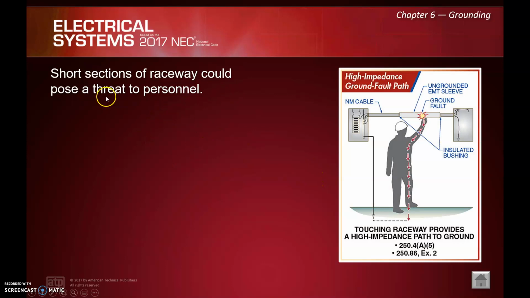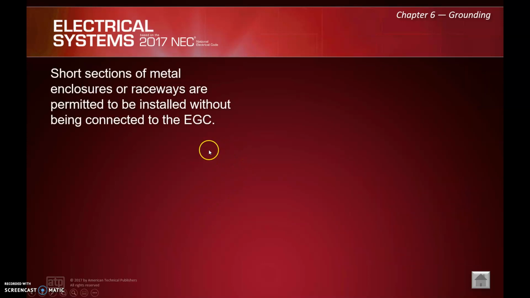Short sections of raceway could pose a threat to personnel. That's what he's talking about. Again, we have NM cable, short section of raceway. They are permitted to be installed without being grounded. However, that doesn't mean they're free from danger by any means. So it should be something that you definitely take in mind if that's somewhere that's actually possible for somebody to be in contact with it. We may need to take some extra grounding provisions, right?